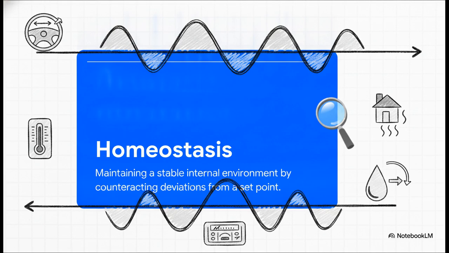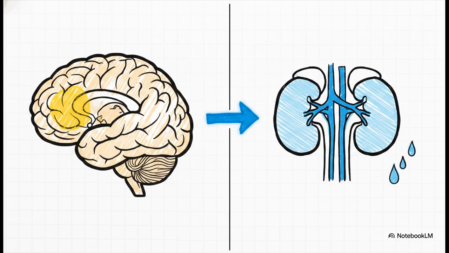It's exactly like the cruise control in your car or the thermostat in your living room. If the temperature drops in your house, boom, the heater kicks on to raise it back up. In biology, negative feedback always counteracts the deviation. Okay, let's map this system out anatomically. Check out this split-screen view.